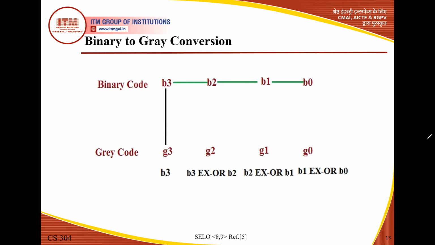Suppose that we have 6-bit binary and convert it into gray code. Then we require n-1 XOR gates. That is 6 minus 1, so 5 XOR gates are required, because the MSB is replaced as it is, so there is no requirement of an XOR. For the remaining bits we require XOR. So if we have 4-bit, the MSB is replaced as it is, and then we require 4 minus 1, 3 XOR gates.